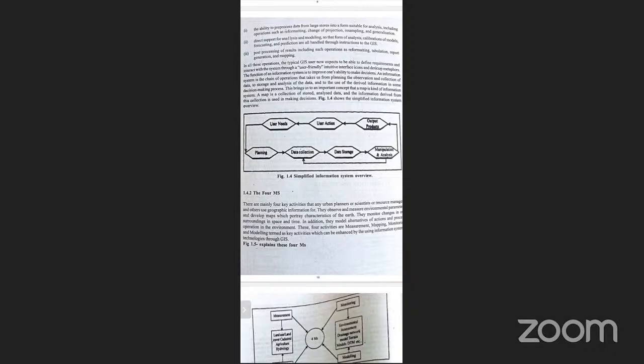Four activities are important. One is measurement. Second is mapping. Third is monitoring. And finally, modeling. Modeling is a key activity, and as key activities, we should do all these things. The 4Ms are important in the examination, so be right about the 4Ms. The 4Ms mean measurement, mapping, monitoring, and modeling.